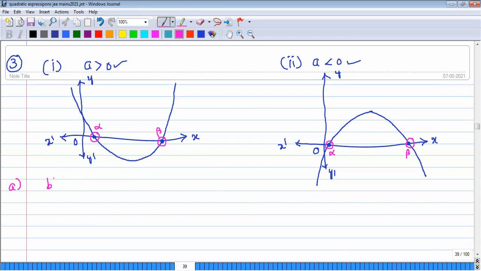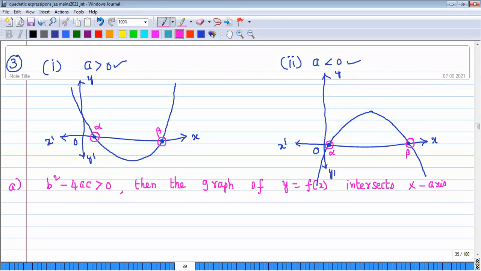B square minus 4ac, clearly we can say that the discriminant is greater than 0. Then the graph of y is equal to f of x intersects the x-axis at two distinct points. It's a good word, I think so. At two distinct points.